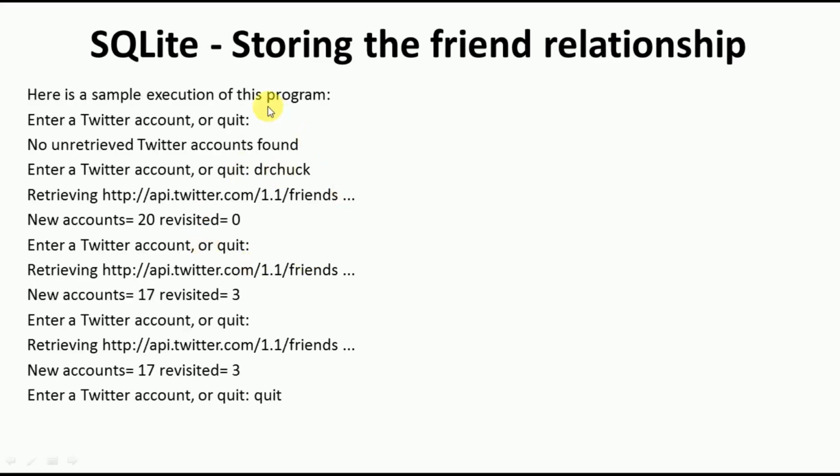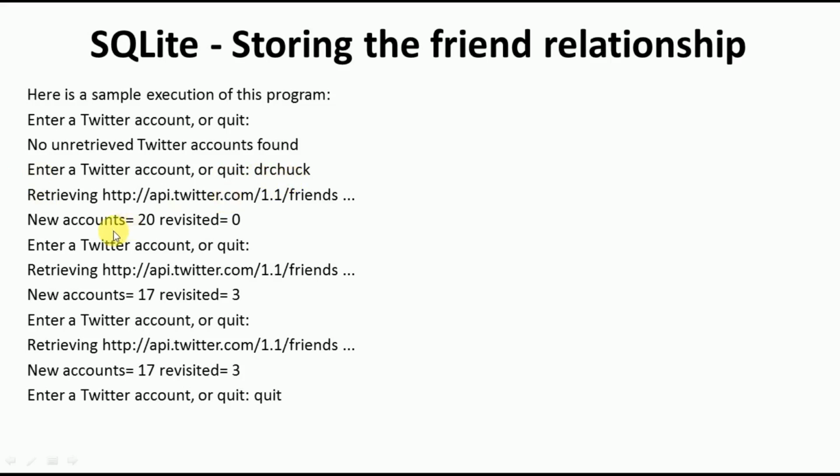This is how we can execute the program. Initially we can give the friend's name, or you can say quit. Initially we have not entered anything here. It shows that no unretrieved Twitter accounts were found, because initially the database is empty and nothing will be present, and if you don't enter any username, definitely we will not be able to get any rows which were not retrieved. So it will give you the message, no unretrieved Twitter accounts found. In the second case we are executing, we put in the username. The username is Dr. Chuck in this case.